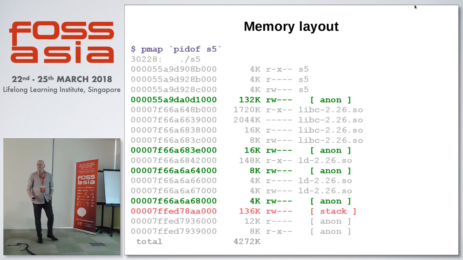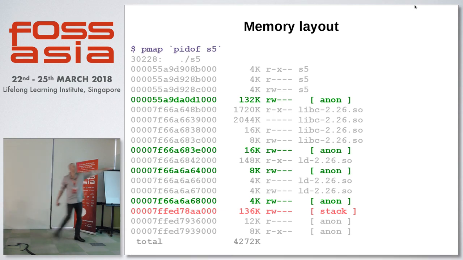This is obviously a shared binary. If it was static, then the binary would have its own copy. See this read-execute here? That's the code from that binary, right? So if it was static, this would be rolled into that, and that would be a lot bigger. And the permissions would be the same, yeah.